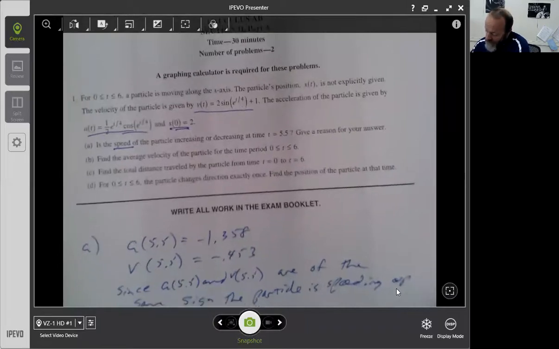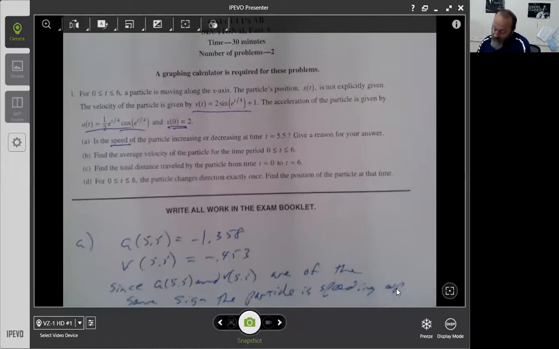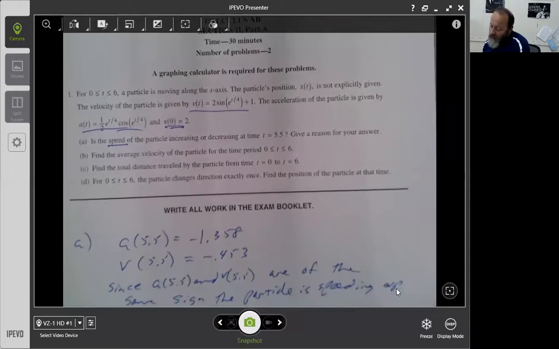I got 1.949, and I'm done. That was literally that easy. I'm just going to do an FNINT, make life really easy. Part C, it asks for the total distance traveled by that particle.